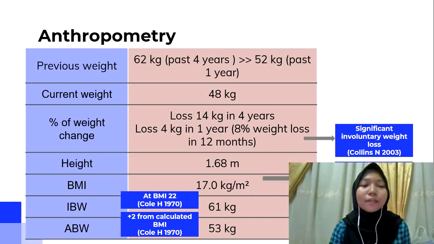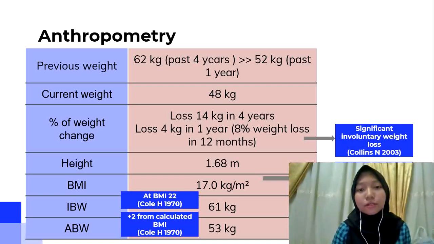treatment. And for the anthropometry, patient's weight history is 62 kg 4 years ago, 52 kg 1 year ago, and the patient's current weight is 48 kg. For the percentage of weight change, the patient lost 14 kg in 4 years and lost 4 kg in 1 year, which is calculated as 8% weight loss in 12 months.